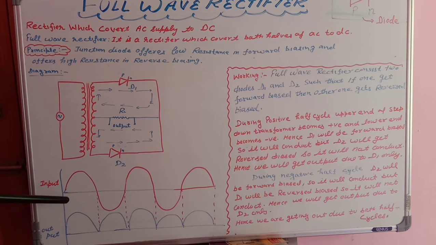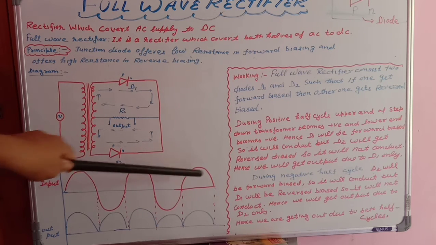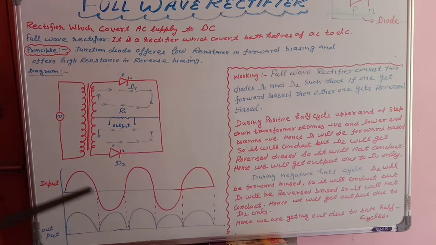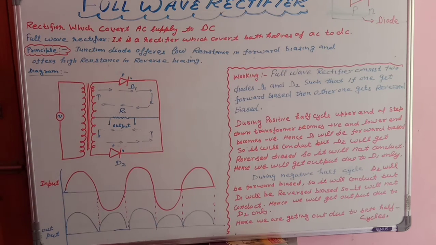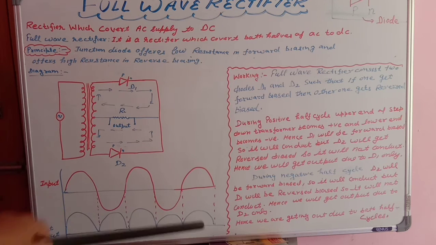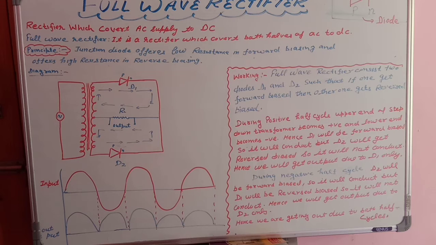This I already explained to you. This is your input and this is your output. Input is changing its direction continuously, so that's why we call it alternating current, but output is in the same direction, that's why we call it DC, direct current. Okay, so I hope it is clear. Now let us see the working.